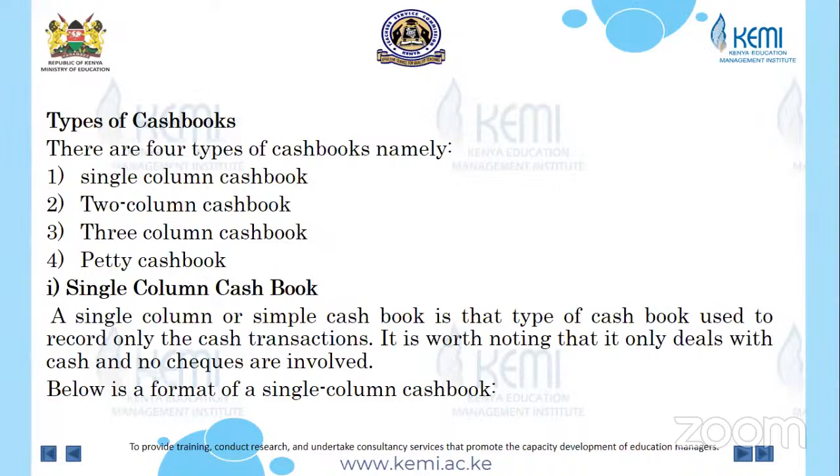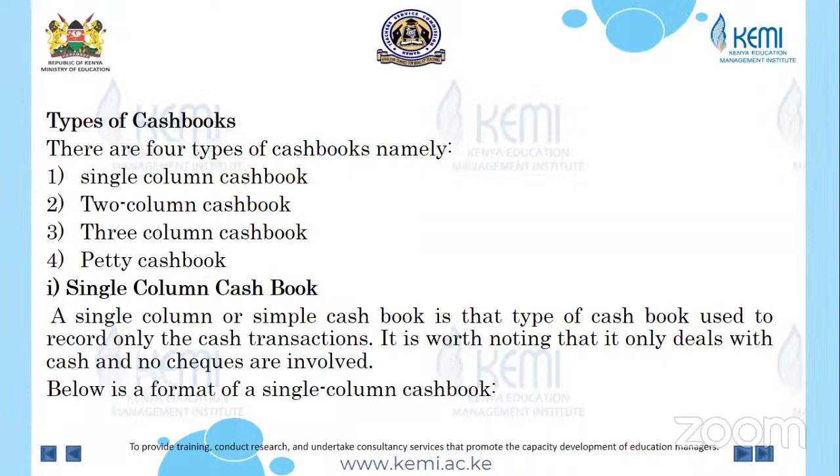And then we have what is called the three column cash book, or triple column cash book. It is a compact of three sections. We have cash, we have bank, and then we also have discounts. That is why I told you even the discounts must be recorded. So it is cash, the bank, and the discounts. All these are recorded on the sales or purchases of goods.